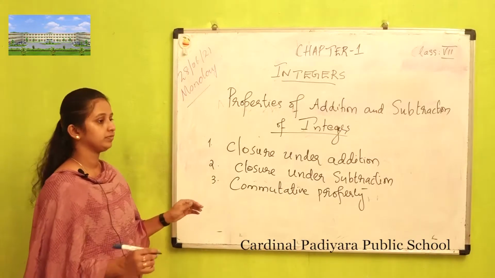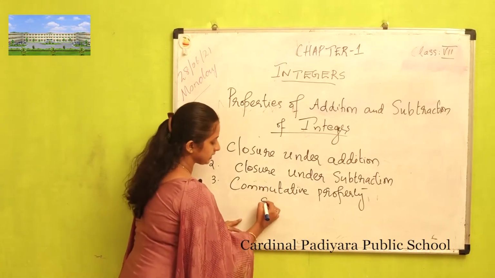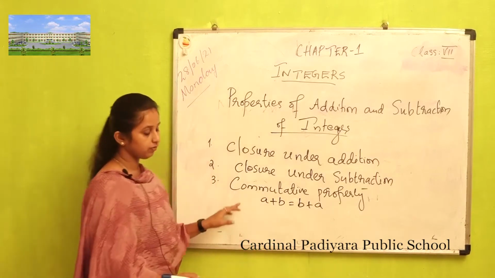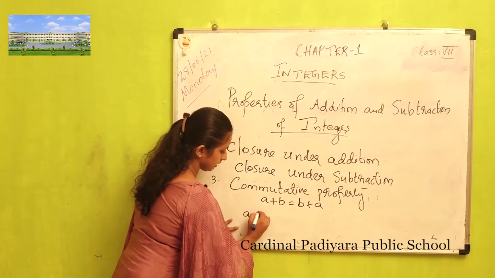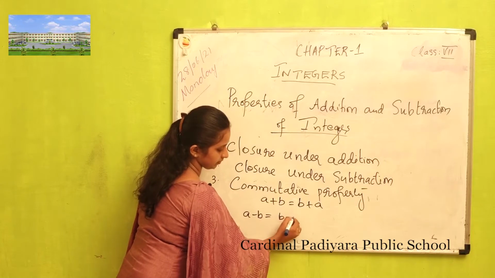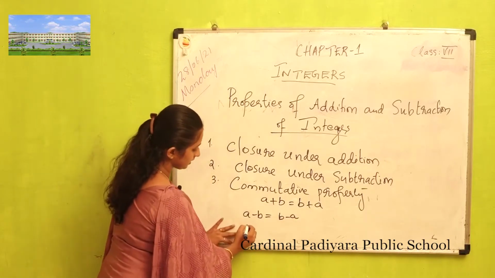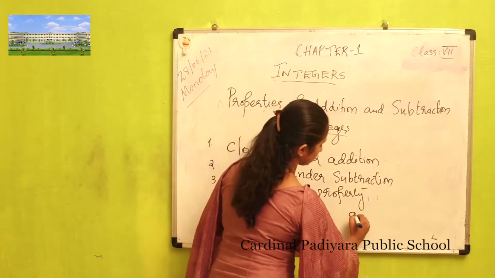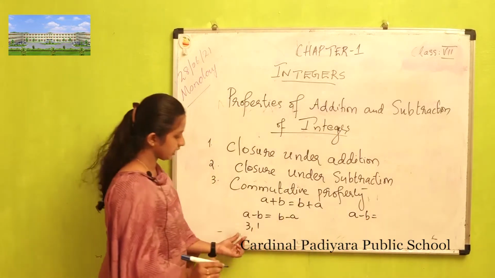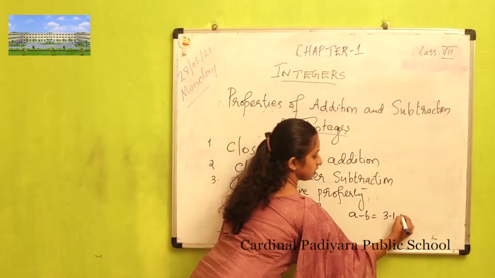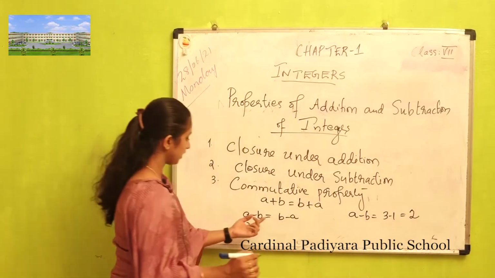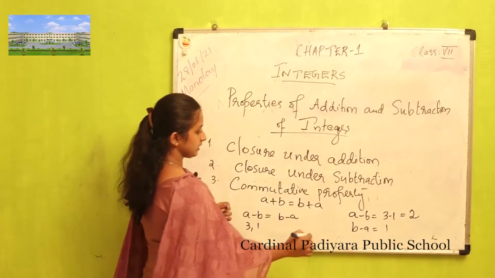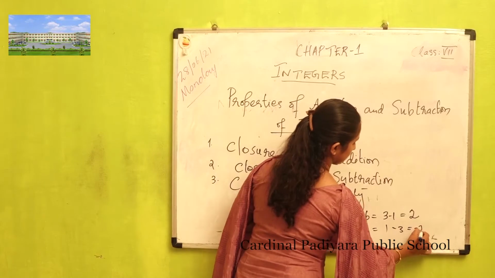Okay, that is for the commutative property. We can say that a plus b is equal to b plus a. Now we can look at subtraction. Is a minus b equal to b minus a? We are just checking. I am taking a as 3 and b as 1. Then what is a minus b? That is 3 minus 1, which is 2. And here I am taking b minus a, that is 1 minus 3. The answer is negative 2.